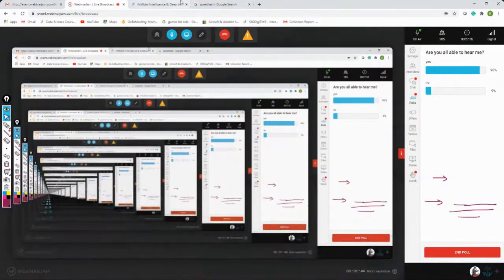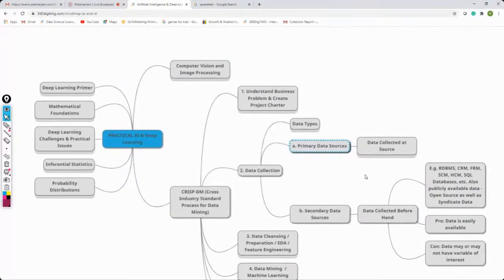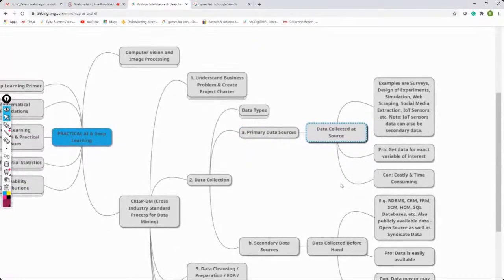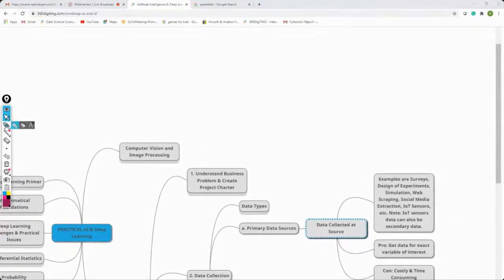Right. Thank you. Okay. So data may or may not have the variable of interest. If you do not have the data needed for your analysis, then you resort to a primary data source, wherein you try to collect the data at source. I'll give another practical example, and hence I call this practical AI and deep learning. The programs that we conduct are all practical oriented.